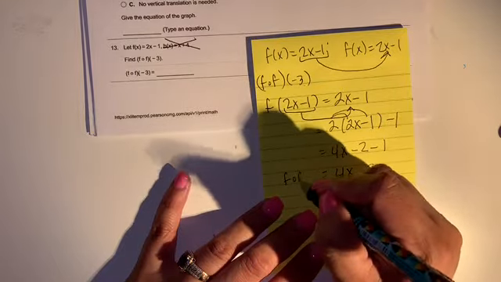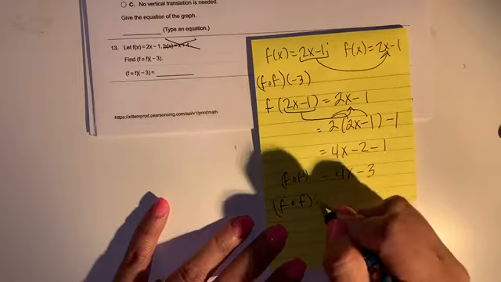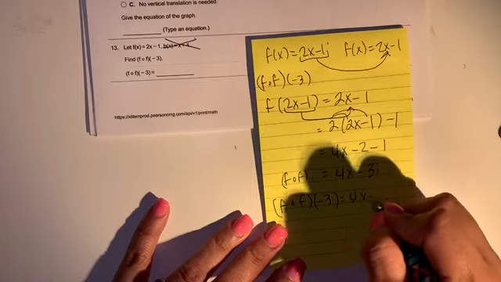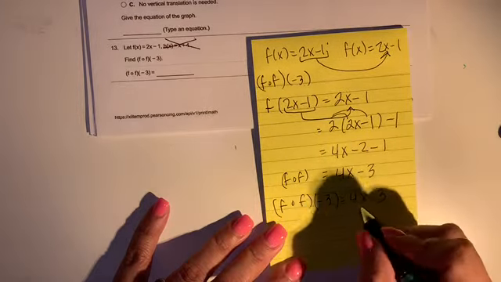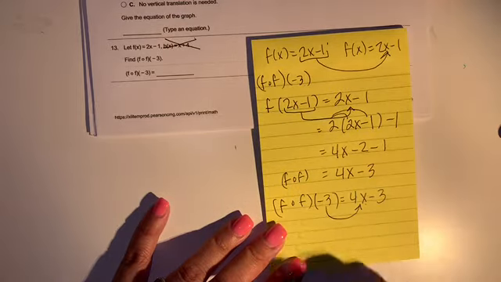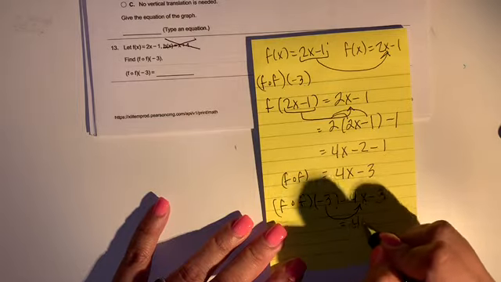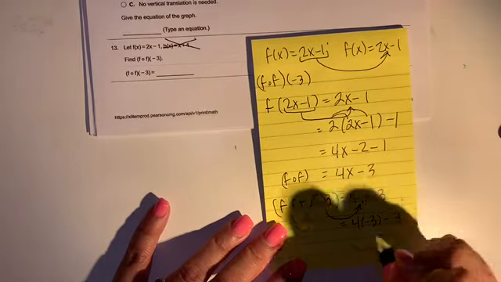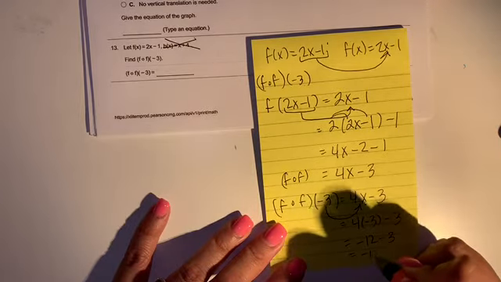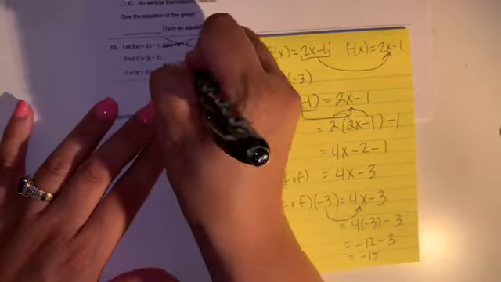F of f. So now we need to find the f of negative 3. So we have 4x minus 3. With this in mind, this is going to be the x. So the x gets substituted for negative 3. 4 times negative 3 minus 3 equals negative 12 minus 3 equals negative 15. So your solution is going to be negative 15.